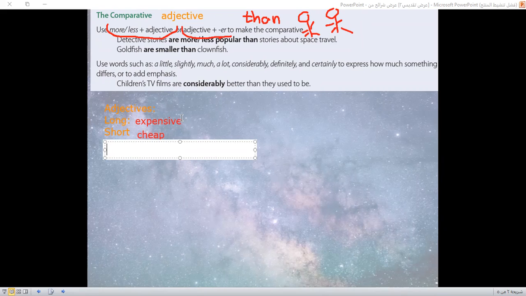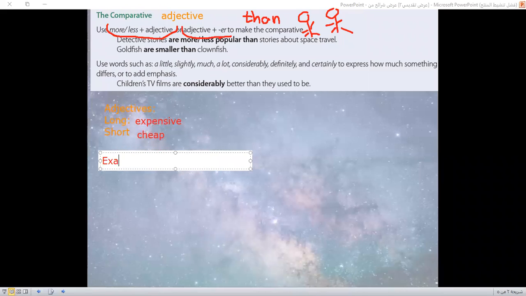I'm going to use the adjective expensive. Which one is the correct form? More or less, or adjective with er? Yes, Rafif, very good. More or less. How am I going to use that? Let's say I'm comparing between two bags. So I'm going to write a sentence now. I hope you're writing with me.